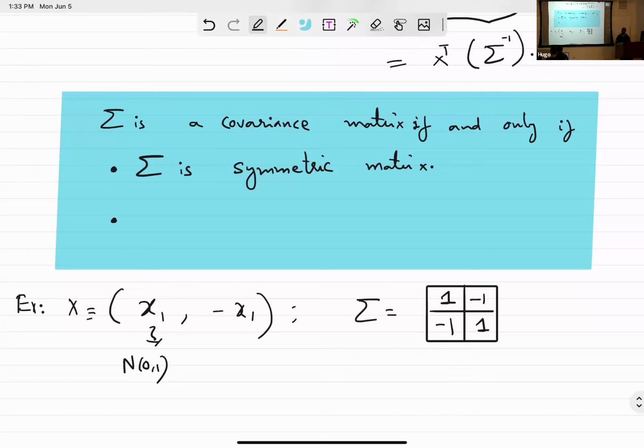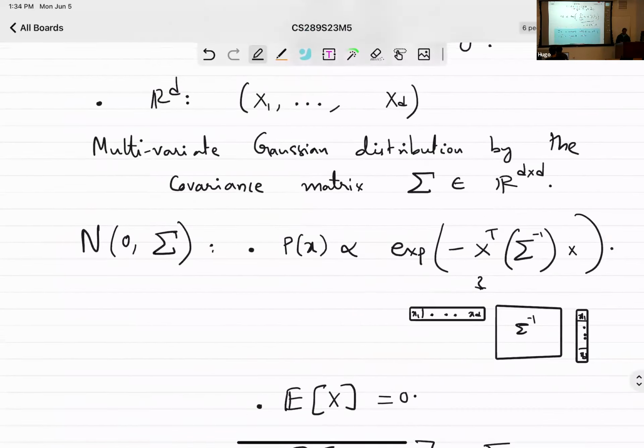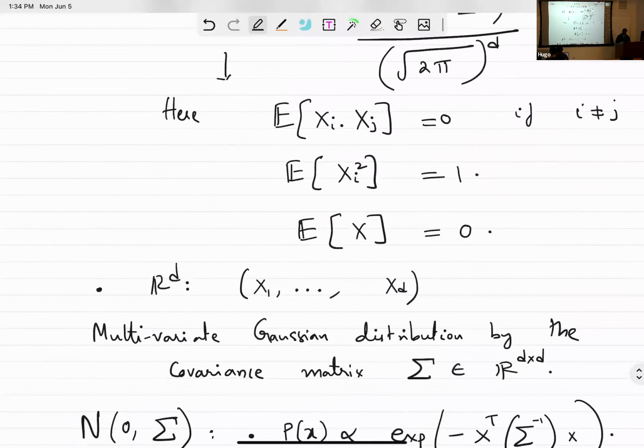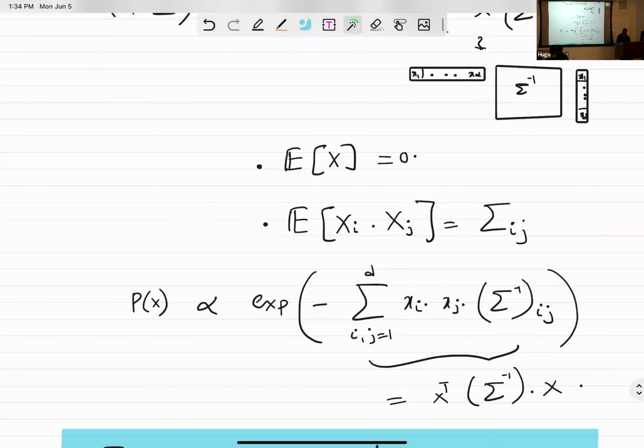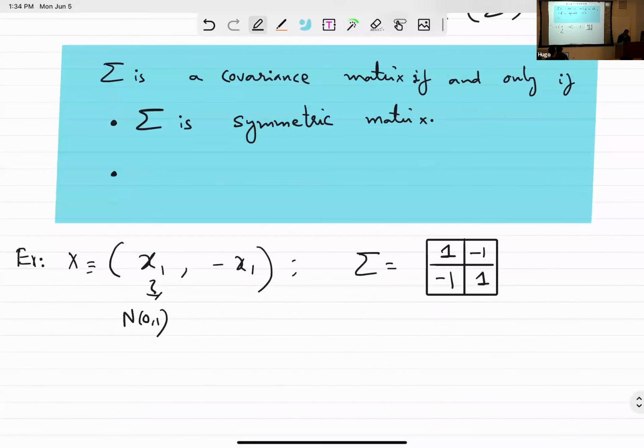The diagonals are definitely non-negative, because if I put i equals j, I'm getting expectation of xi squared. The expectation of any positive quantity is going to be positive. Okay, so at least that is true. So let's say the diagonal entries are greater than or equal to zero. What else? Yeah, it has to be positive semi-definite.